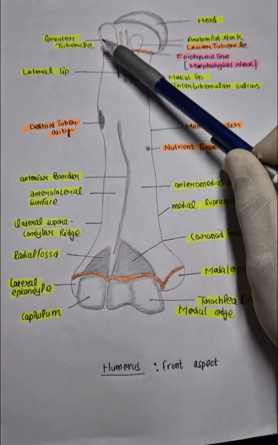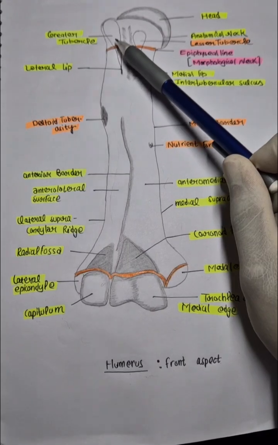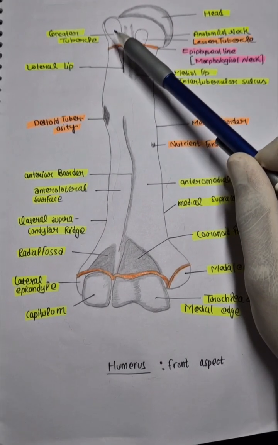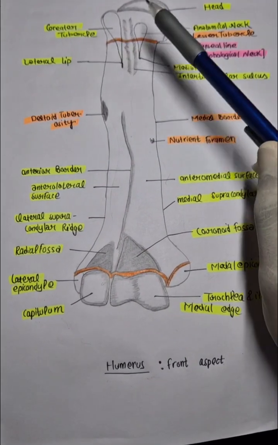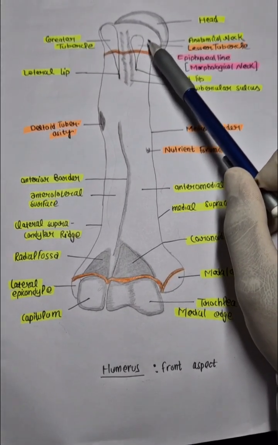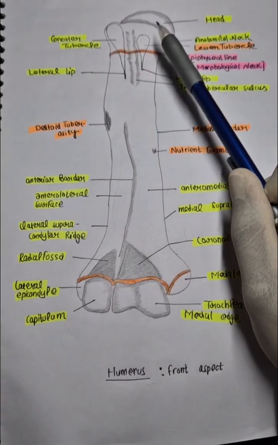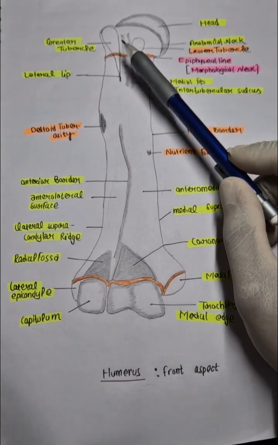Now we come to the tubercles. This is the greater tubercle and this is the lesser tubercle. The greater tubercle is the projection from the lateral aspect of the upper end, and the lesser tubercle is the projection present on the anterior aspect of the upper end.